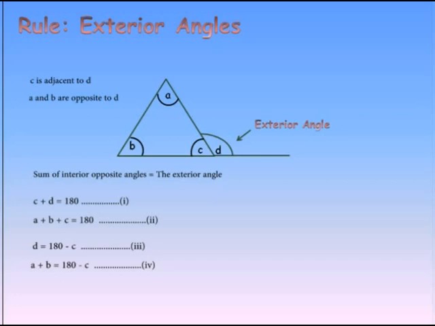Looking at equations 3 and 4, the right-hand side is the same, that is 180 minus C. It then follows that the left-hand side must also be equal, and that is D is equal to A plus B. And so in general, the sum of the two interior opposite angles of a triangle equals the size of the exterior angle.